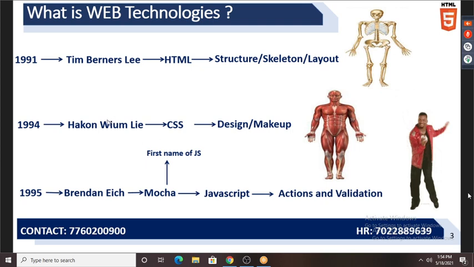So what is the difference between, okay, same. So any doubts other than this?